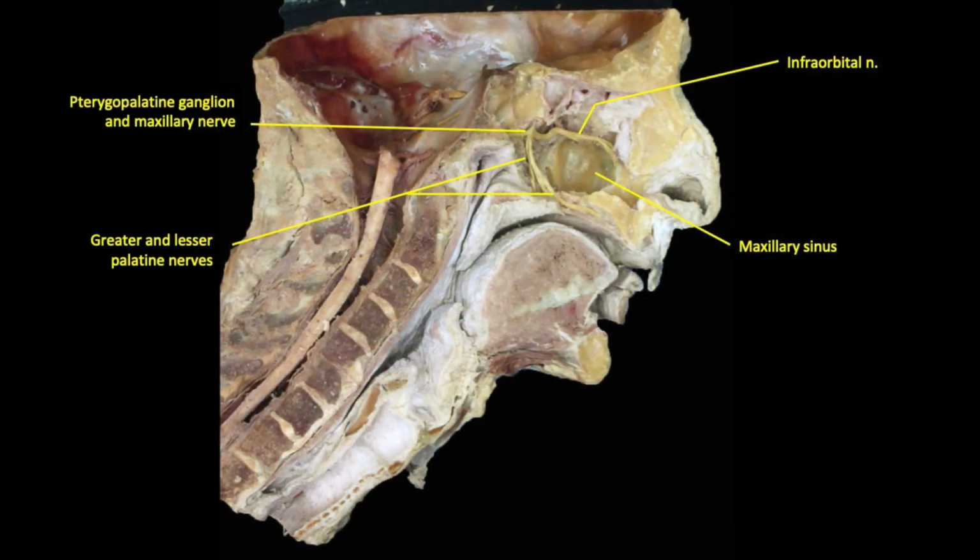In a different dissection, the relationship between the infraorbital nerve, pterygopalatine ganglion, and the greater and lesser palatine nerves is demonstrated. This now concludes the dissection of the nasal cavity.